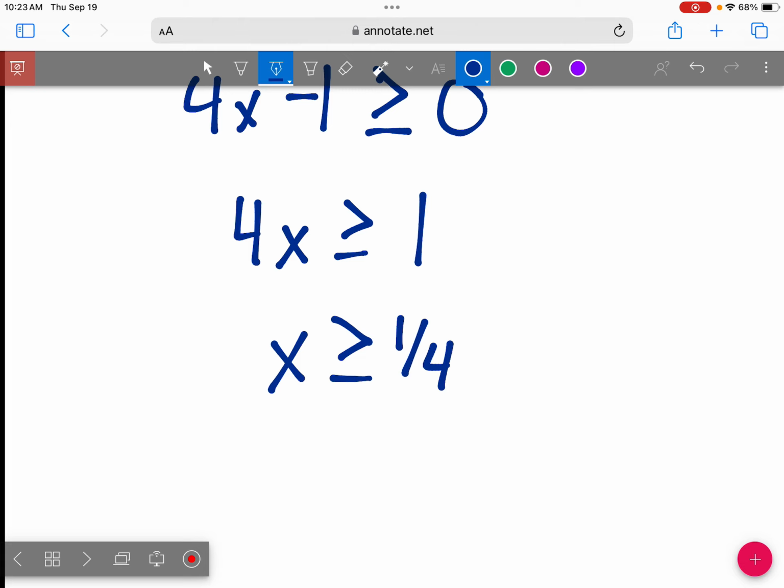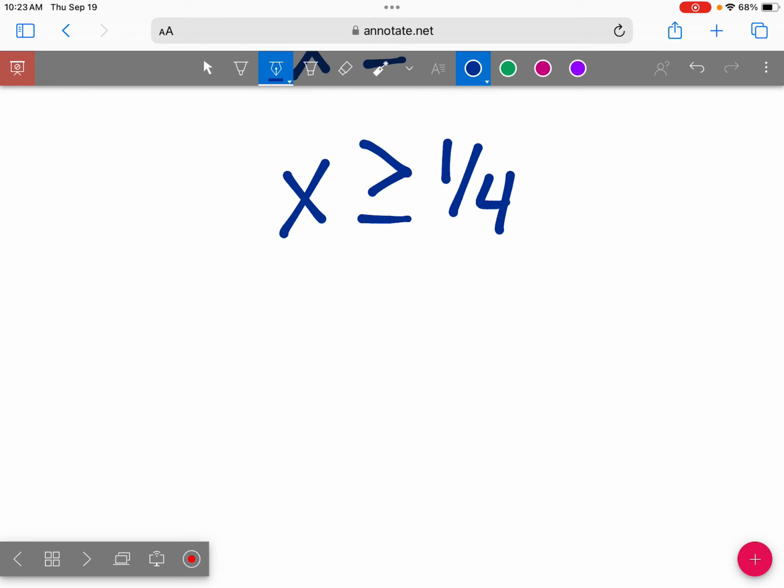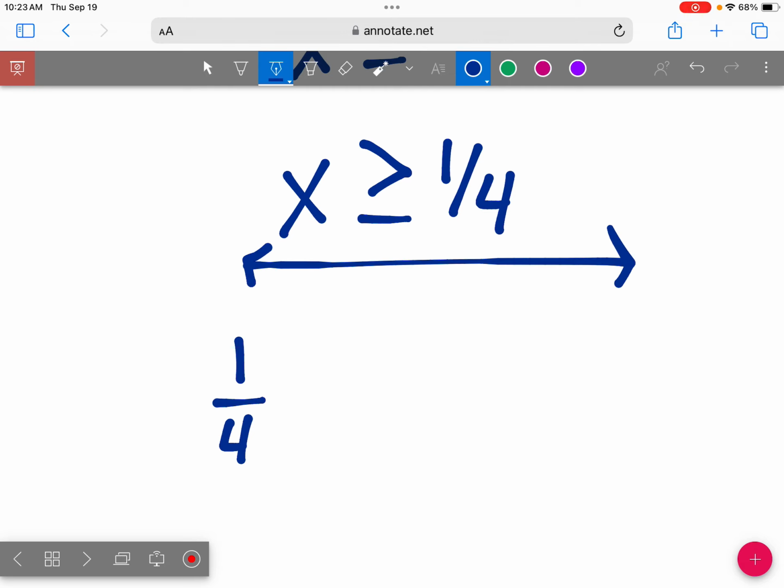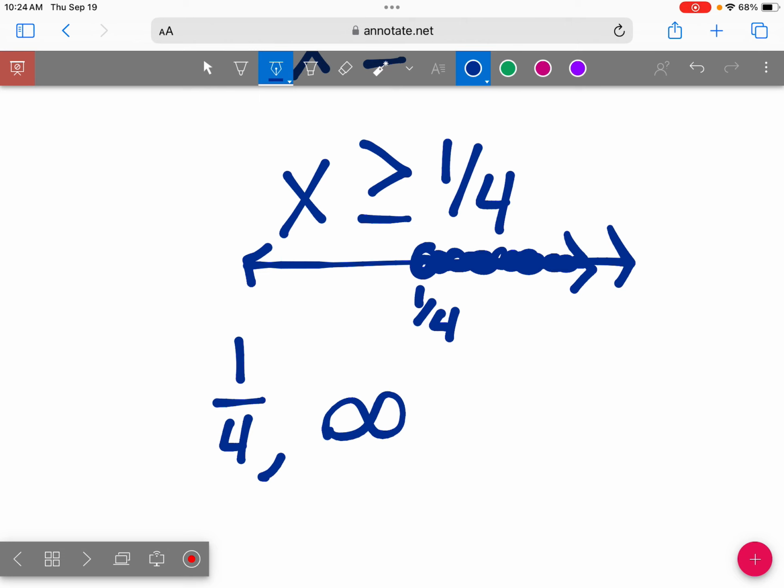How do I write that as an interval? Think of it like our number line. If I draw this on a number line, we'll put a closed circle at 1/4, and we're shading where x is bigger. So this is going to go from 1/4 to infinity. Infinity always gets a parenthesis. How about our 1/4? Bracket, because it's got that equals to.